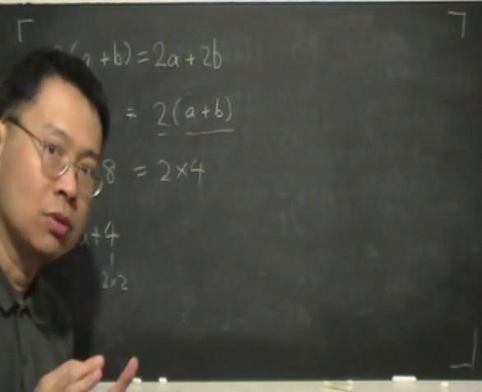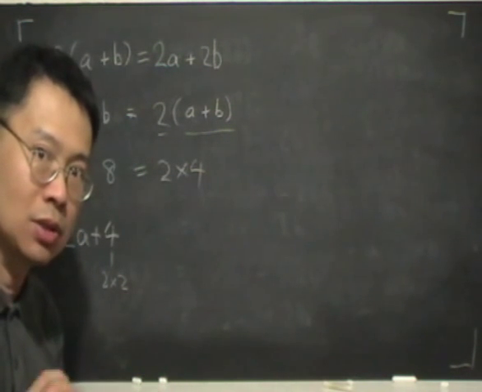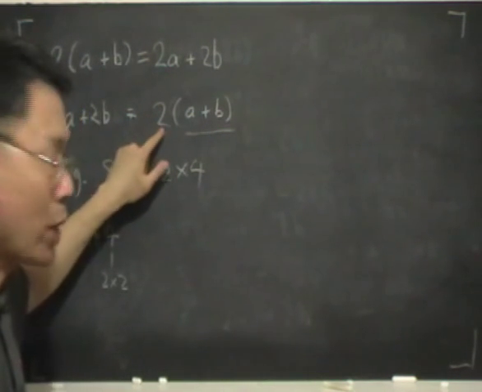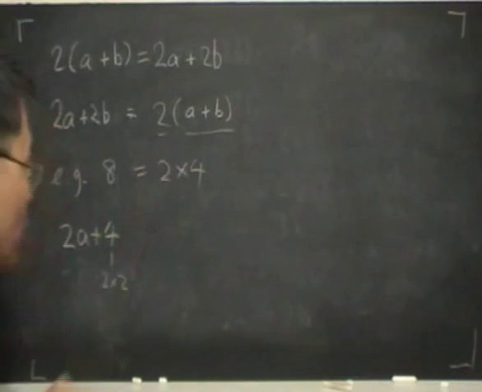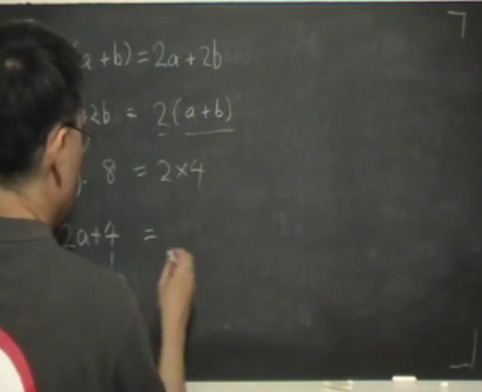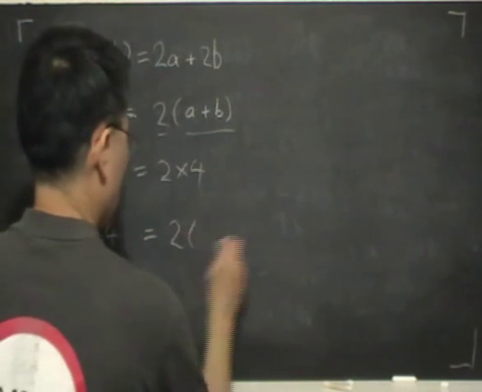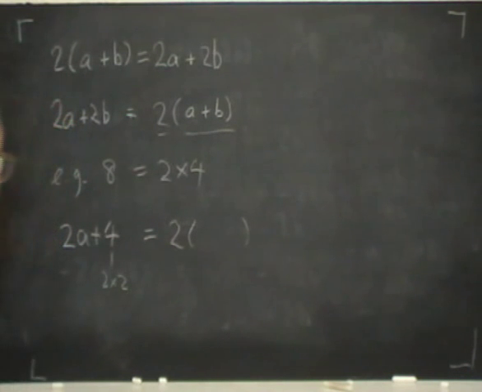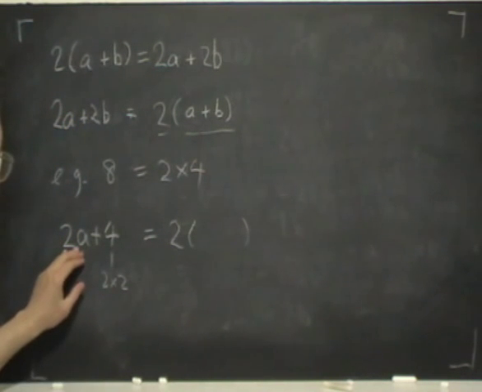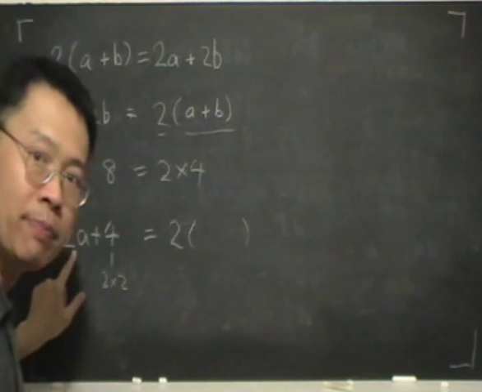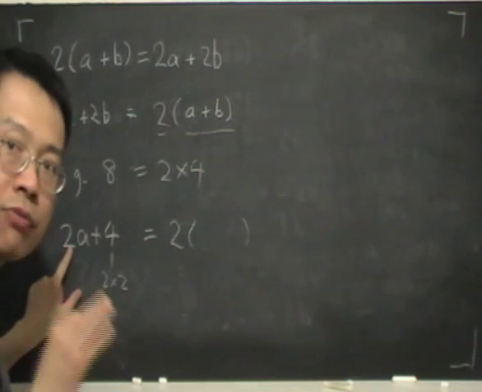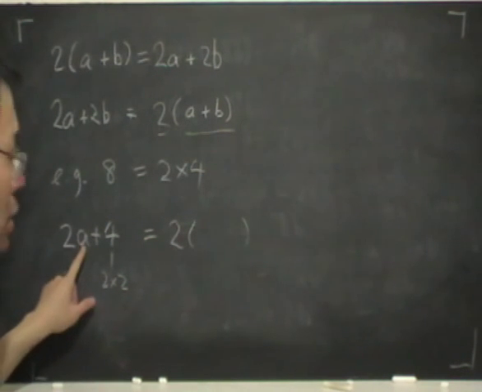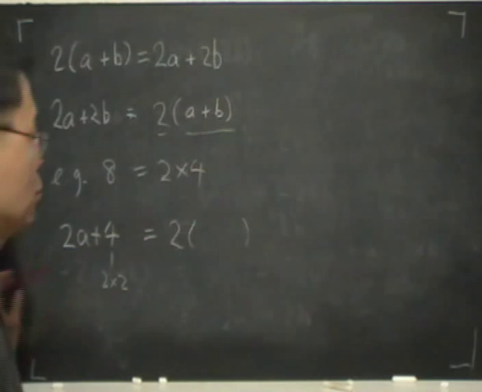Now that we have noticed this, we can do the same thing as before. We can write the common factor outside a bracket. That common factor is 2, and we have a bracket. So what is inside the bracket now? Let's look at the terms here again. First term is 2a. We have written the factor 2 outside the bracket. So the other factor is a, and that should be inside the bracket.